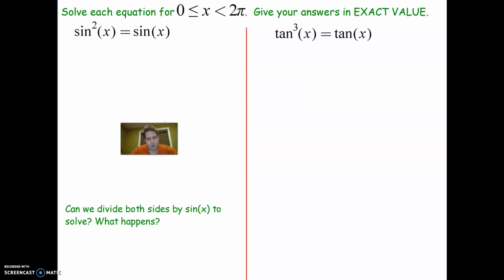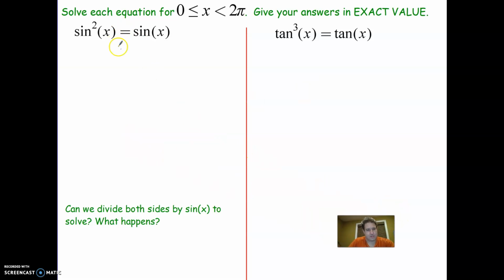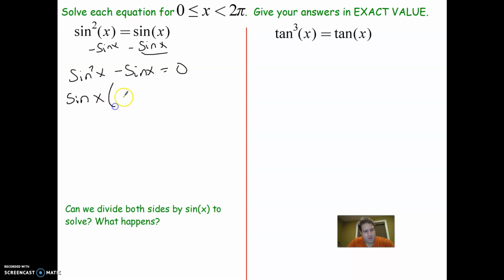Okay, so a couple more questions. This slide and the next is what I'm going to cover for this video. Sine squared of x equals sine of x. The first thing I'm going to do is subtract sine of x from both sides. That gives me sine squared of x minus sine of x equals 0. So always set it equal to 0, like you would solve any quadratic. Then I'm going to factor out the sine of x, and that gives me sine of x times sine of x minus 1. Then I can set each factor equal to 0 and solve.